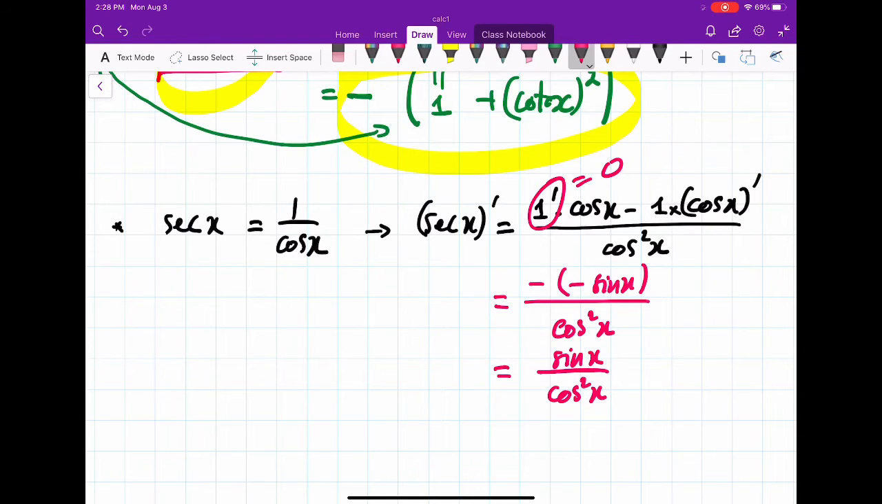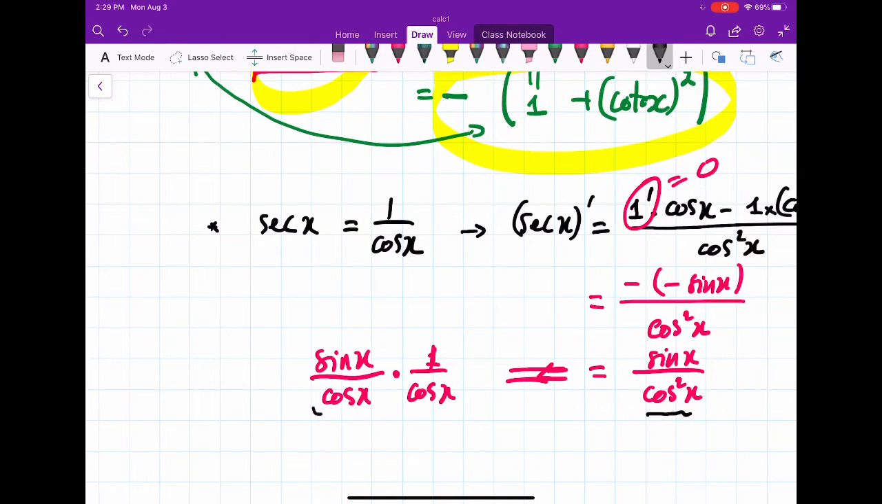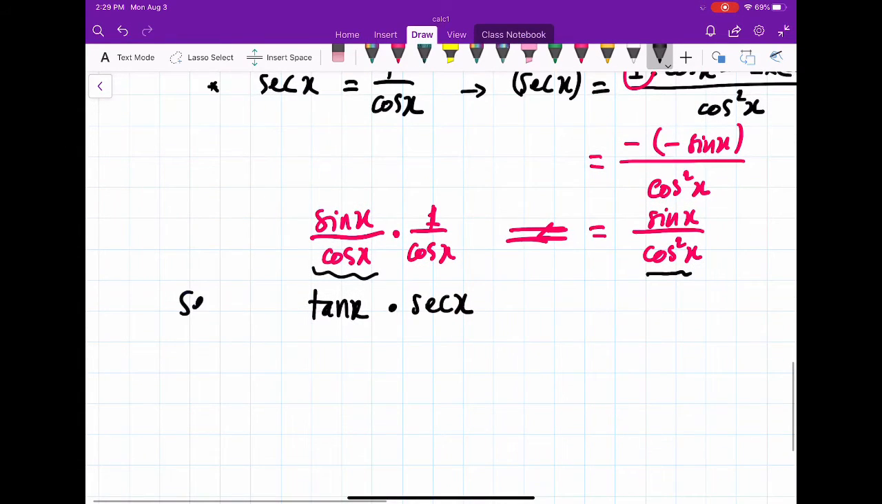Of course, you can rewrite this as sine of x divided by cosine of x, times 1 over cosine of x. You see that? You just break cosine squared into cosine times cosine. So this term is tangent x, and this one is secant of x, and that is the derivative of secant of x. Sometimes you write sine of x over cosine squared x.